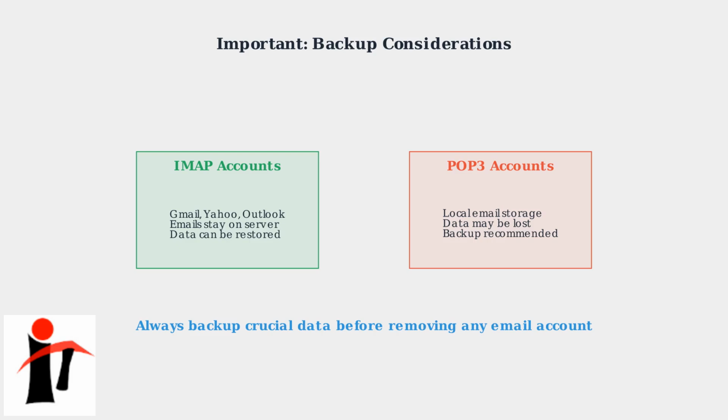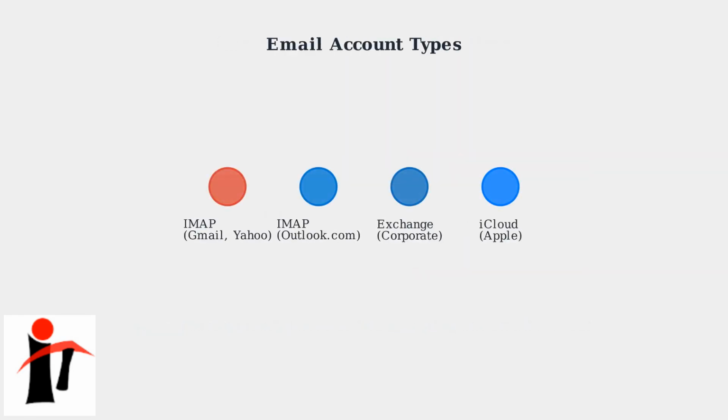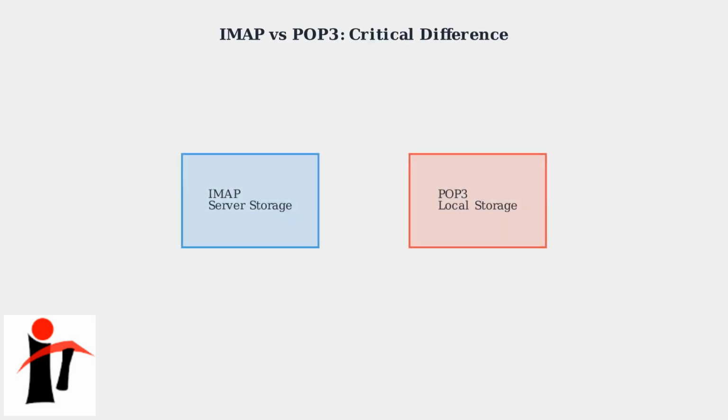IMAP accounts like Gmail and Yahoo store emails on the server, so data can typically be restored by re-adding the account. Before removing any email account from your iPhone, it's crucial to understand what type of account you're dealing with and the potential impact on your data. The most important distinction is between IMAP and POP3 protocols. IMAP accounts like Gmail, Yahoo, and Outlook.com store your emails on the server, while POP3 accounts download emails directly to your device.